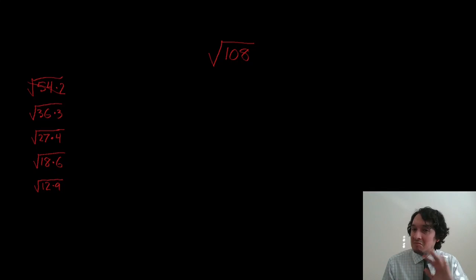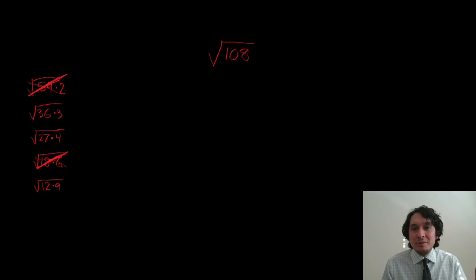18 and 6. Not perfect squares. We can cross those off the list. 12 and 9. Again, perfect square. 9. Not 12, but that's okay, as long as we find one perfect square. So we have this one gone and this one gone, but the other 3 all have perfect squares, and so are all possibilities for how we can start this problem.